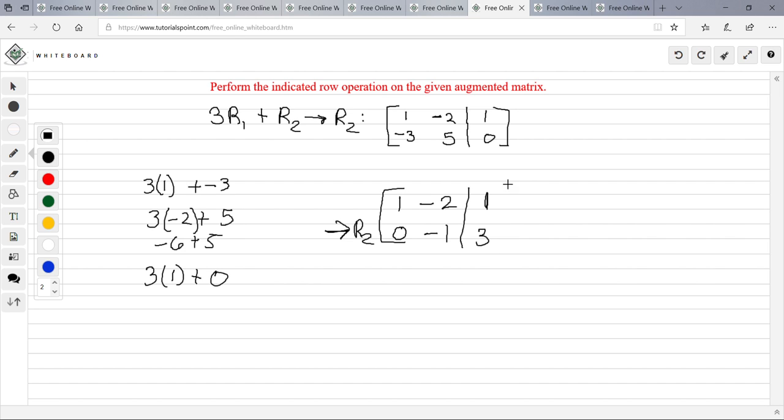So this is our new row 2. So that's how you do a row operation. We multiplied a scalar times row 1 plus row 2, and that gave us a new row 2. Because we need to do this when we use Gaussian elimination.